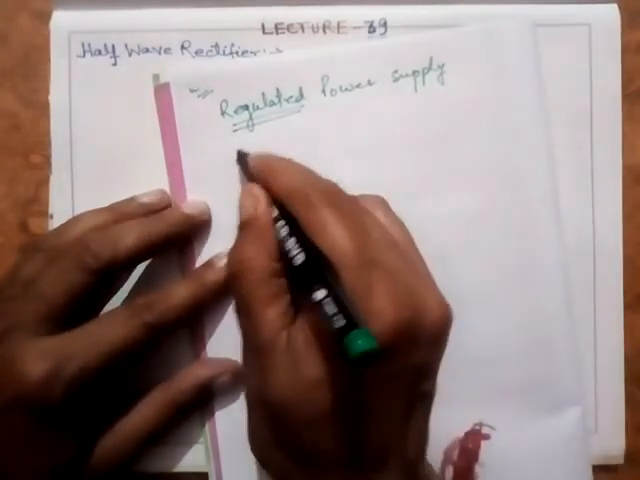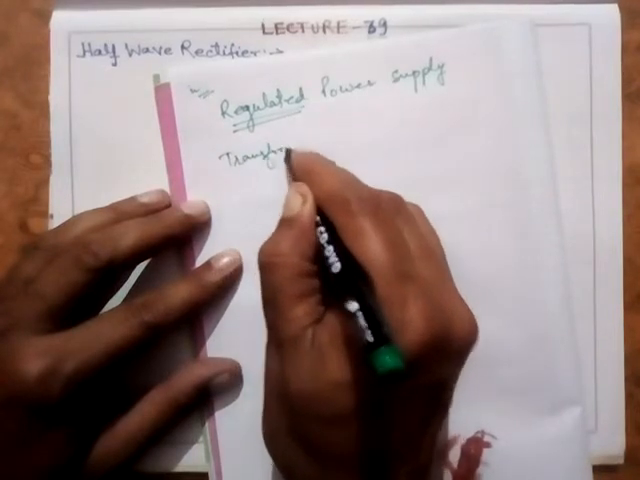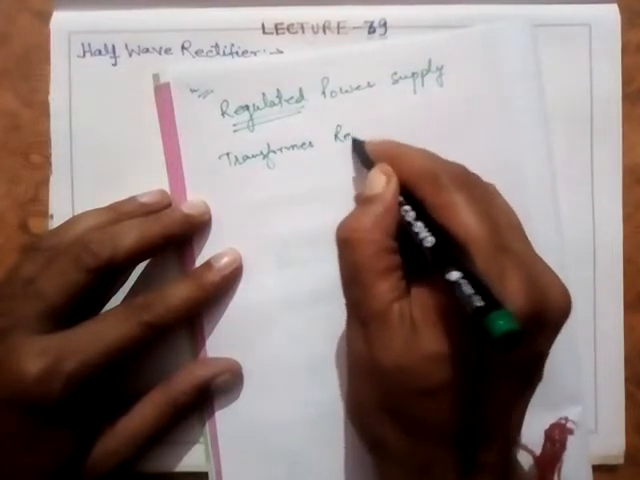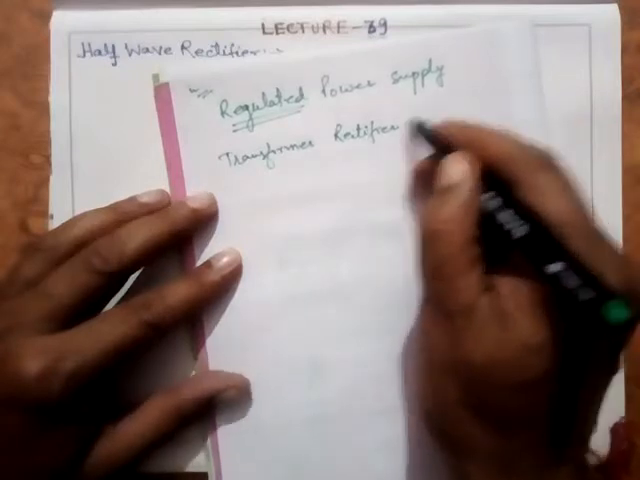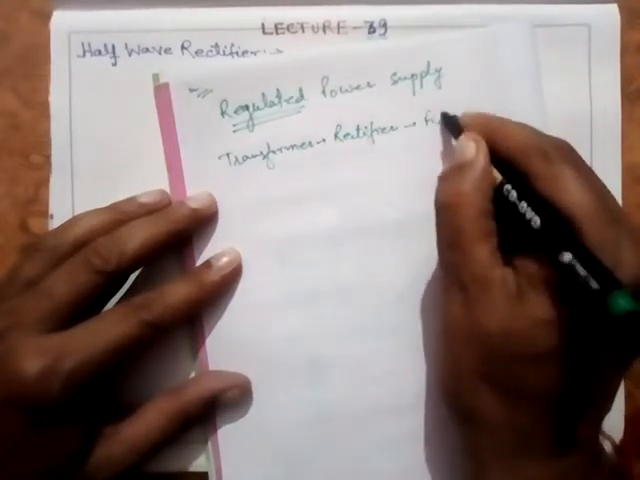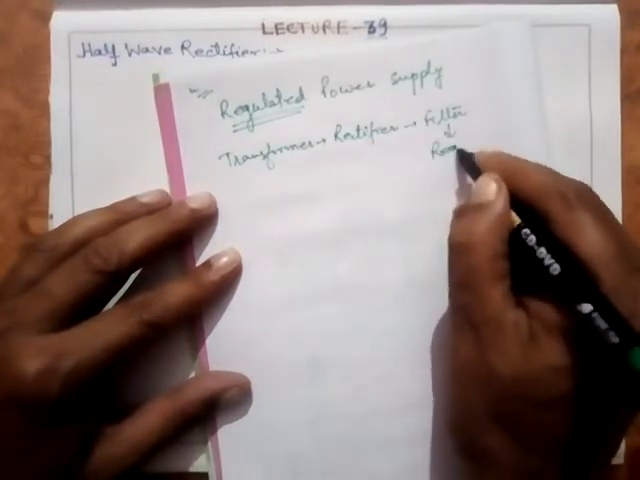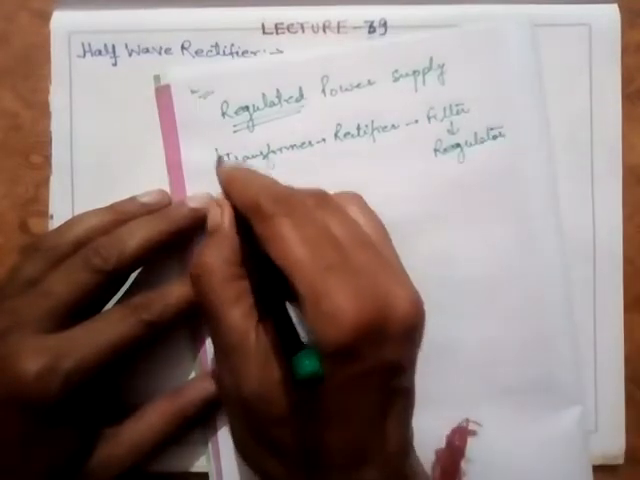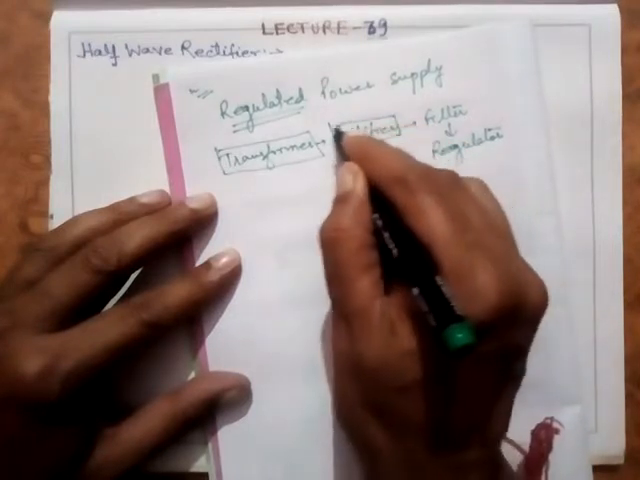I told you there are four blocks mainly. First is the transformer, then you have a rectifier, followed by a filter, and then you have a regulator, and then the final output is given to a load. This block diagram of a regulated power supply I have already discussed in the last lecture.